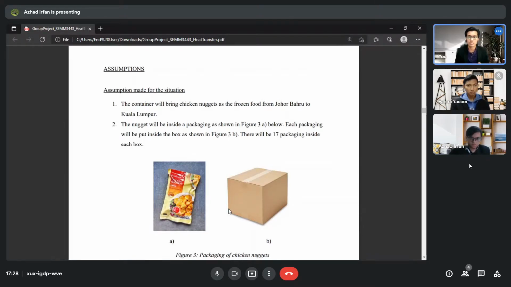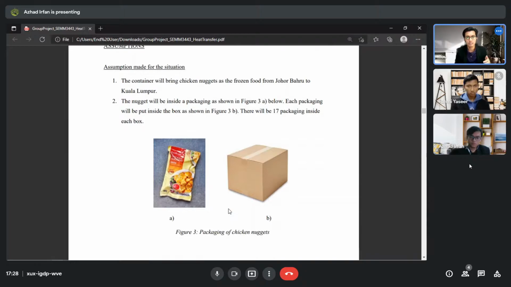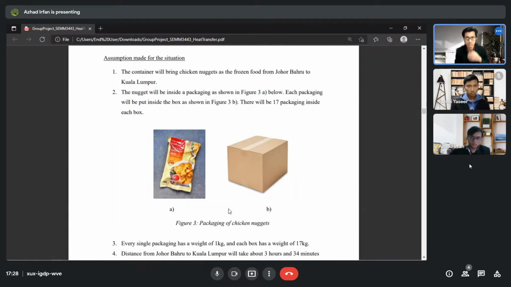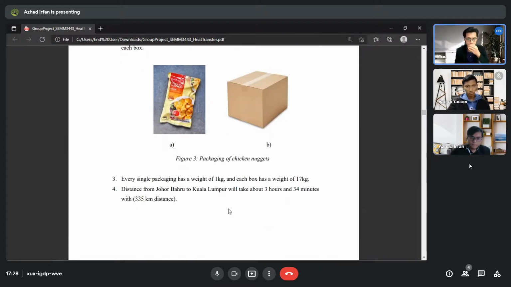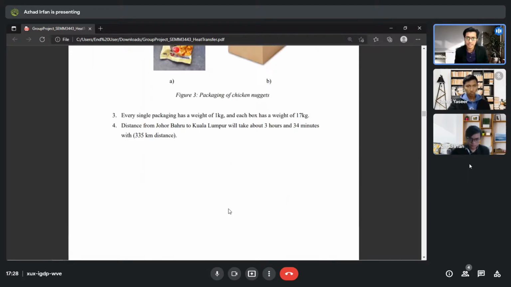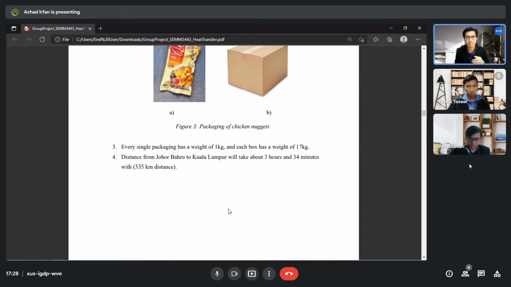The first part is the assumptions made for the situation. Firstly, the container will bring chicken nuggets. Our frozen food is chicken nuggets from Johor Bahru to Kuala Lumpur. The nuggets will be inside the packaging shown in figure 3. There will be 17 packages of nuggets inside the box, the chocolate color. Next, every single package has a weight of 1 kg. And the distance from Johor Bahru to Kuala Lumpur is 335 kilometers and will take about 3 hours and 34 minutes.